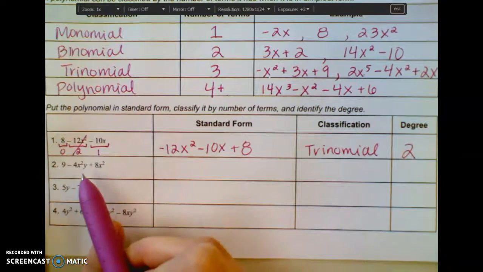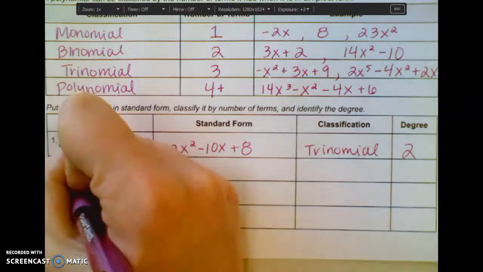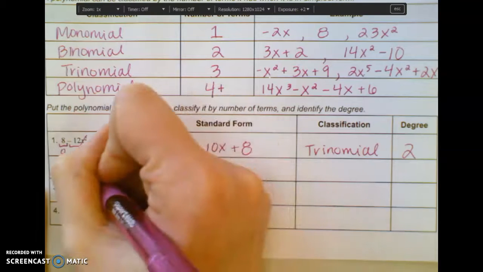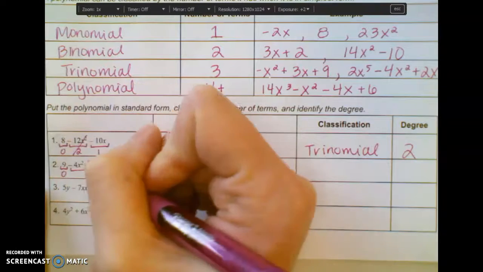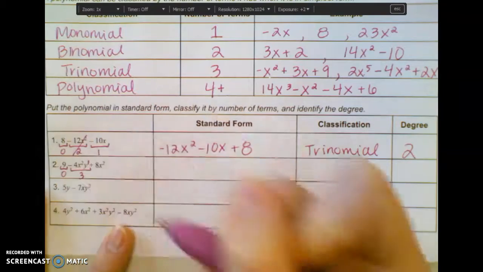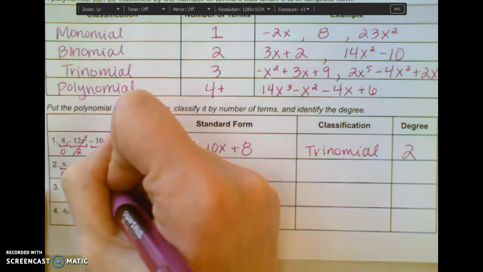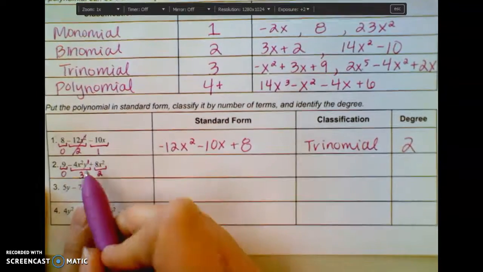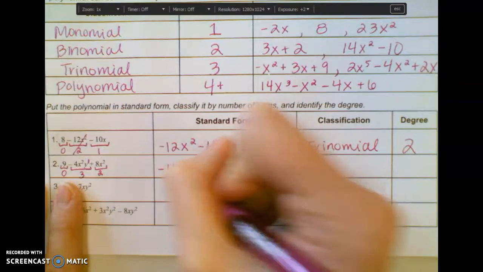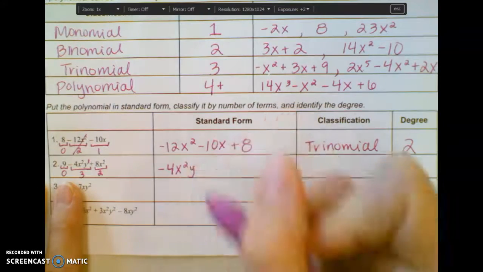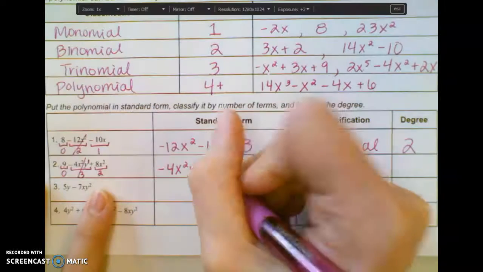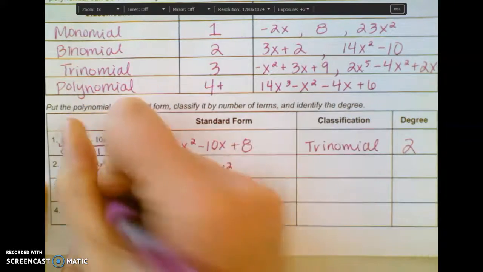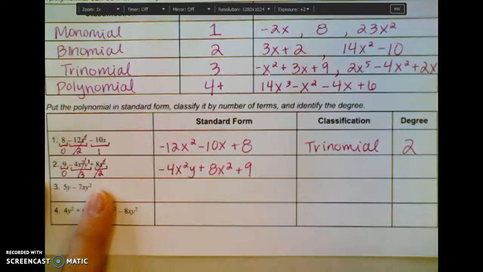Let's look at number 2. We need it in standard form. So 9 has a degree of 0, negative 4x squared y. Well, x squared has 2. y has a 1, so we add them, and that is degree 3. And then x squared is degree 2. So now we need to put them in order of decreasing degree. Highest degree goes first, negative 4x squared y. Then the next highest degree, so that's going to be plus 8x squared. Then our constant term plus 9.